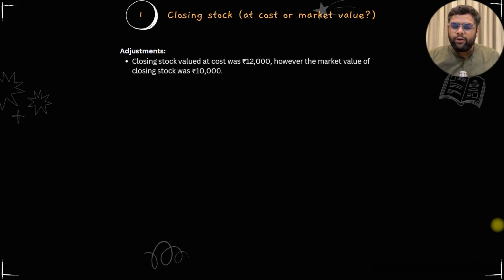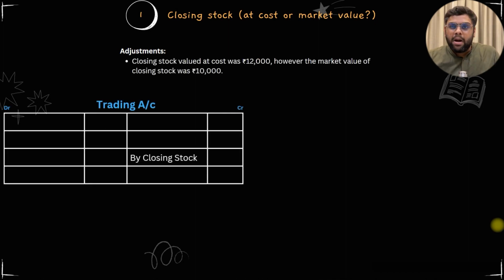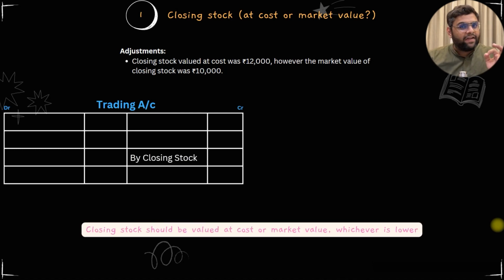Closing stock valued at cost was rupees 12,000. However, the market value of closing stock was rupees 10,000. Now, we know that closing stock is recorded on the credit side of trading account. But at what price? 10,000 or 12,000? The rule says closing stock should always be valued at cost or market value, whichever is lower. Therefore, it will be recorded at 10,000.